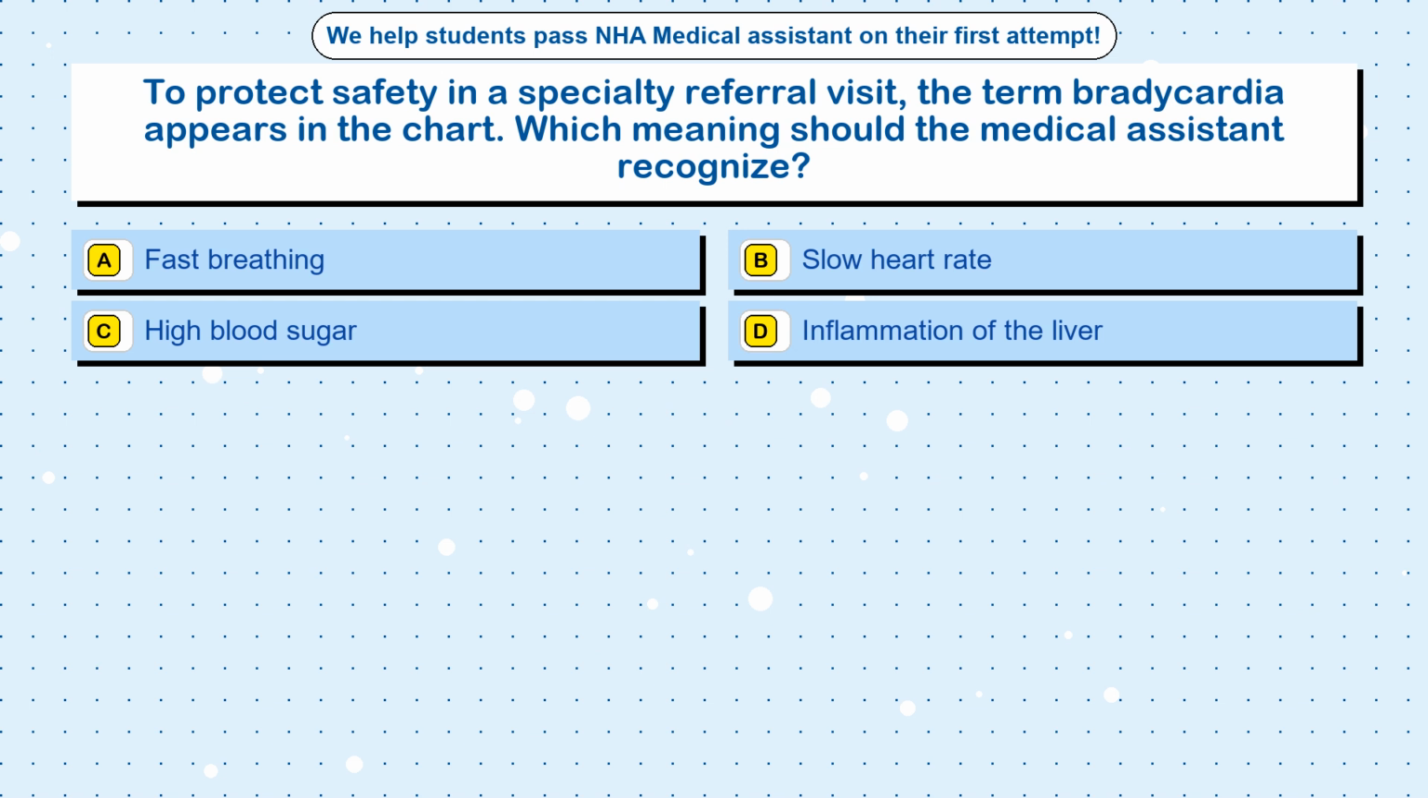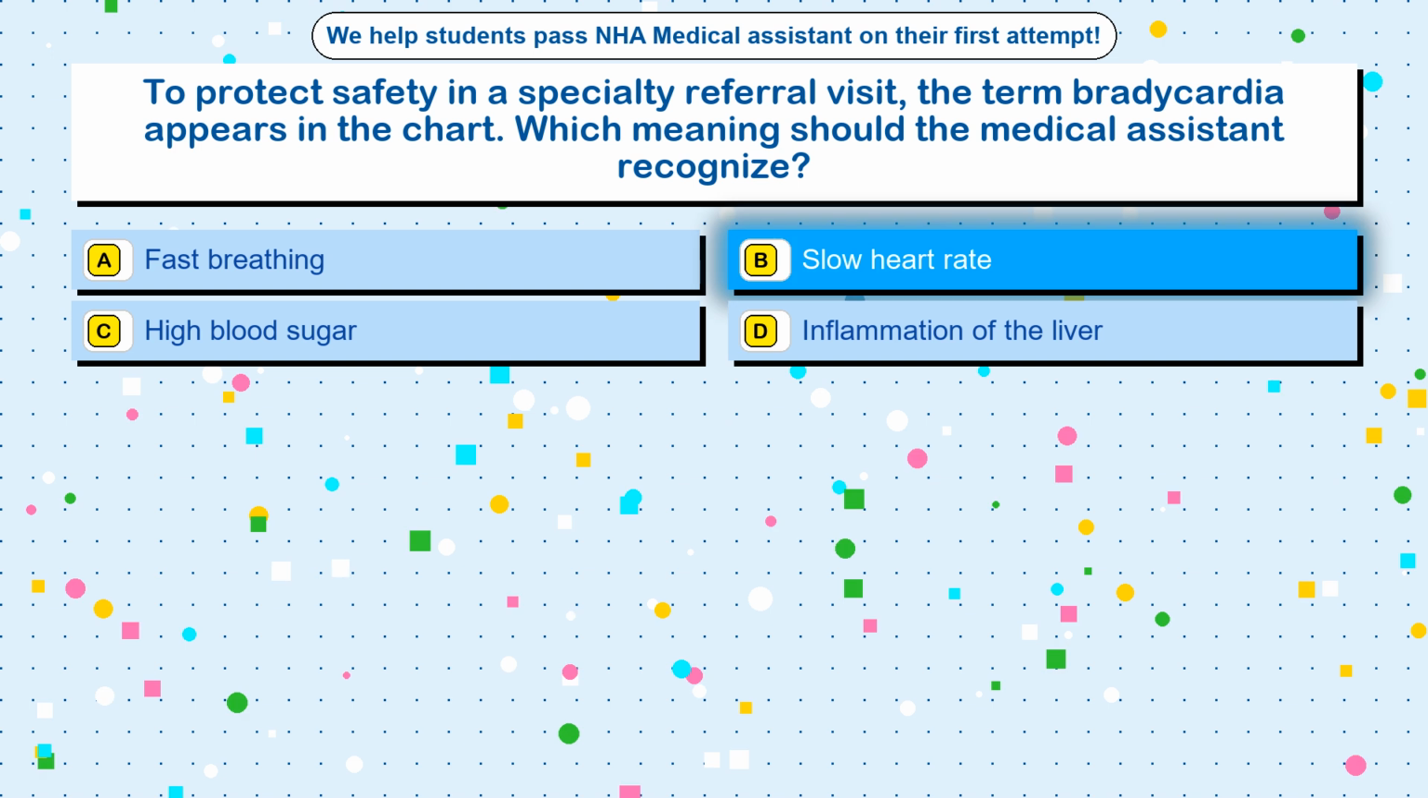Question 89. To protect safety in a specialty referral visit, the term bradycardia appears in the chart. Which meaning should the medical assistant recognize? Option A. Fast breathing. Option B. Slow heart rate. Option C. High blood sugar. Option D. Inflammation of the liver. The correct answer is option B.